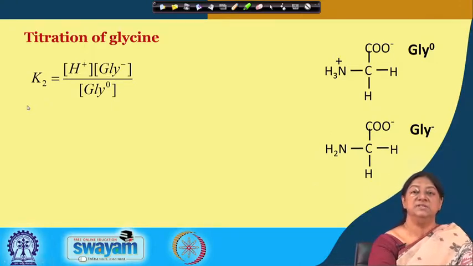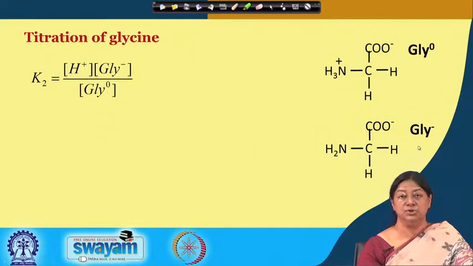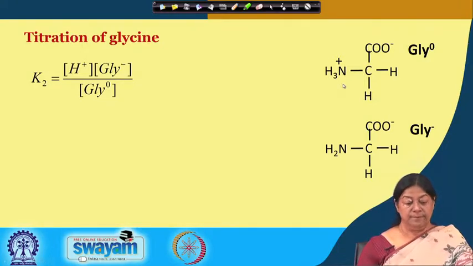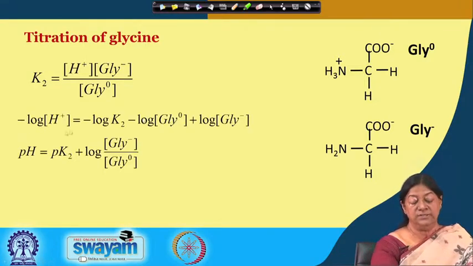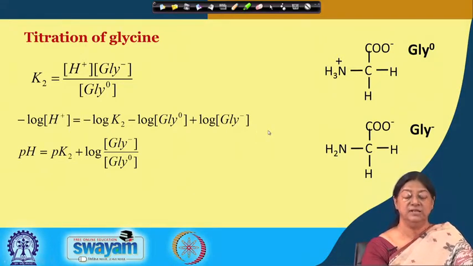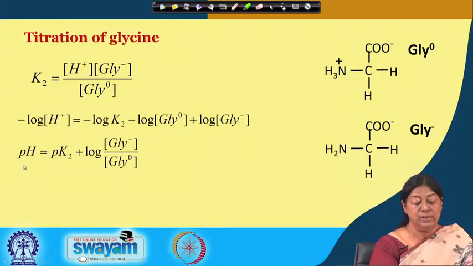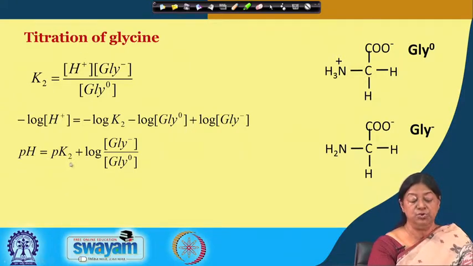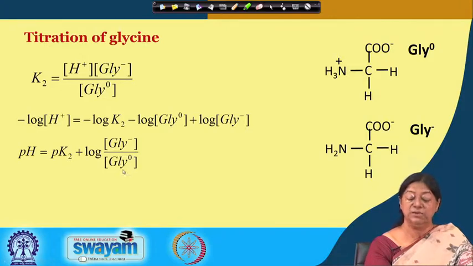This is associated with a K2. In K2, this becomes the conjugate base and this is the acid, because this is providing the proton. We can do the same algebra as we saw with the Henderson-Hasselbalch. We get pH is equal to pK2 plus log of Gly minus over Gly 0, because Gly 0 is now the acid and Gly minus is the conjugate base.